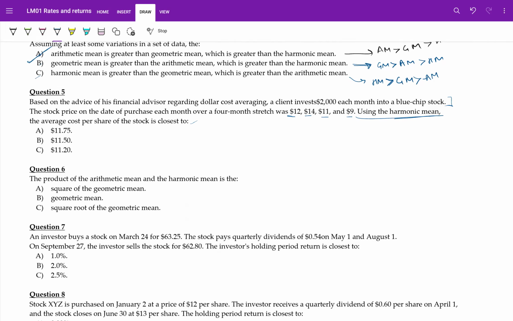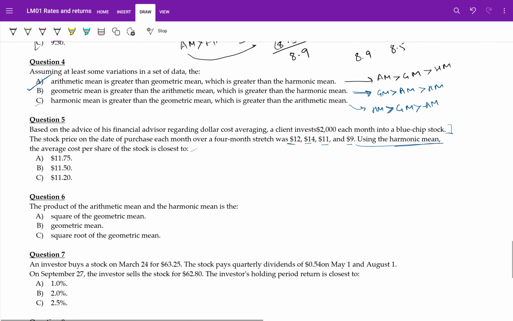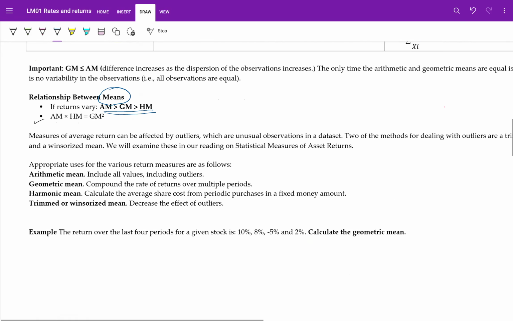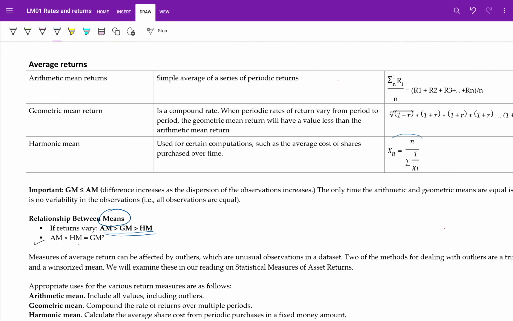If you remember the formula, how does the harmonic mean look like? This is how the harmonic mean looks, such as the average cost of shares purchased over time. Just remember one example: mutual funds or a systematic investment plan, SIP. Whenever you talk about SIP or mutual funds, we apply the harmonic mean.